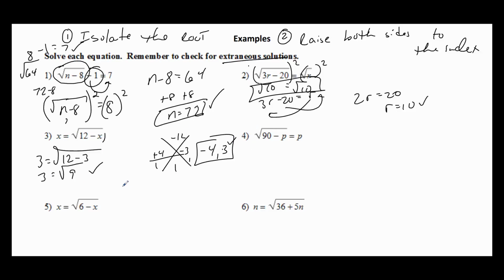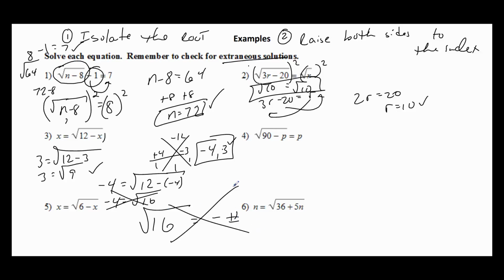Now let's check the -4. So -4 equals the square root of 12 minus -4, right? 12 minus -4 is 16. So does the square root of 16 equal -4? Well, no, it doesn't. And the reason why it doesn't is because, remember, inside a square root, I can never get a negative number out. Ever, ever, ever. That's never going to work. So that's why I have to check my answers, because -4 is not an answer. So the only answer you actually get is +3 in this case.